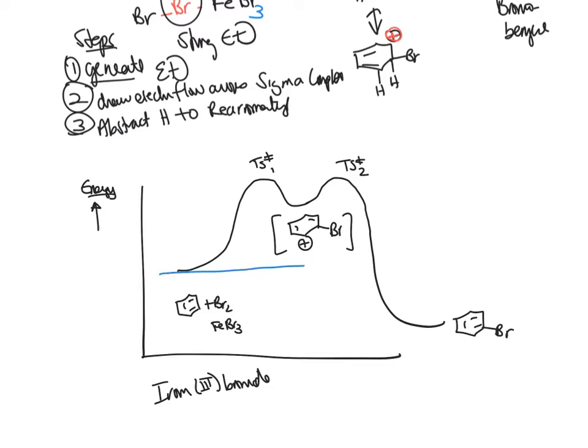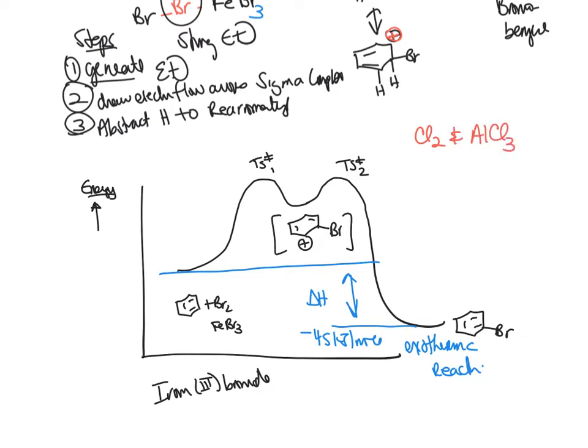And so the delta H would be here. And it's negative 45 kilojoules per mole. So this is an exothermic reaction. And that is the energy diagram for bromination. If you wanted to do chlorination, you would just use different reagents, Cl2, and you'd have to do aluminum trichloride. And then together, that would generate the chlorine positive, and you could do aluminum tetrachloride negative. Also, if you wanted just to do iron trichloride, this also works.